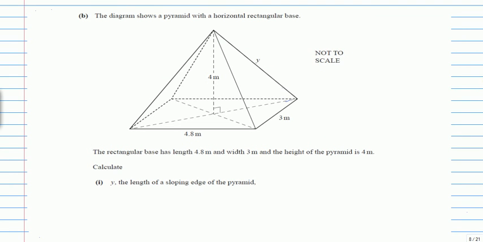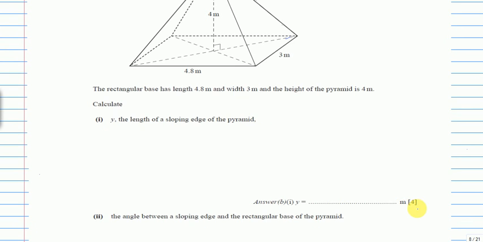The diagram shows a pyramid with a horizontal rectangular base. So it has a rectangular base, which will come in handy. The rectangular base has a length of 4.8 meters and a width of 3 meters, and the height is 4 meters. Calculate y, the length of the sloping edge of the pyramid. Now as you can see, there are 4 marks, which means there is some thinking which needs to be done.